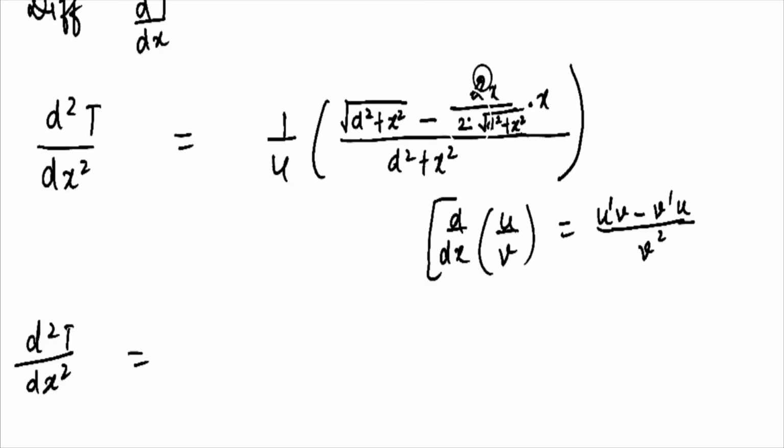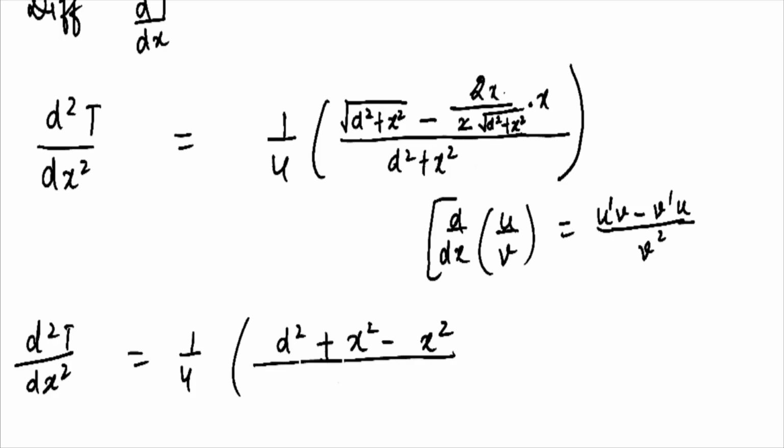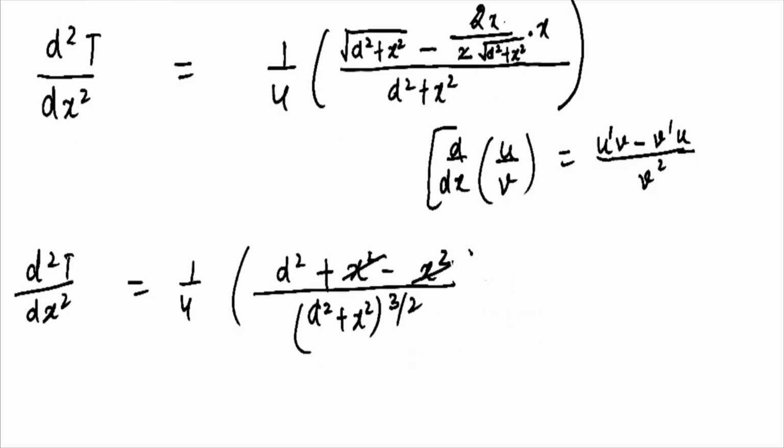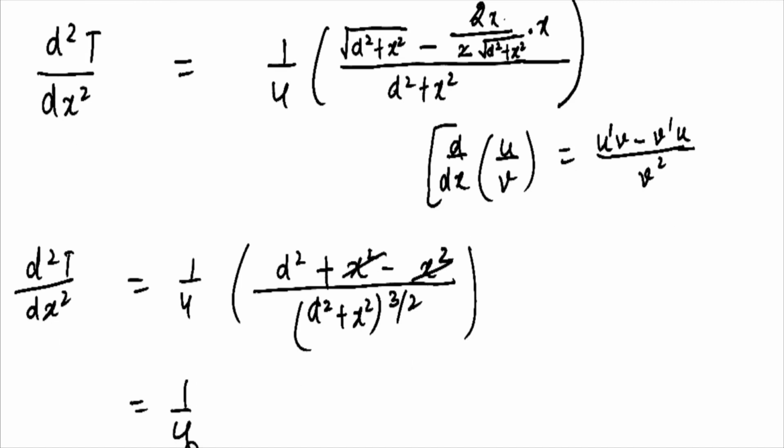Now this 2 and 2 will cancel, and what we will have, by taking LCM, is d square plus x square minus x square, and this is x into x square, and by taking LCM, this will be d square plus x square raised to the power 3 by 2. So this is finally 1 by u, d square divided by d square plus x square raised to the power 3 by 2.